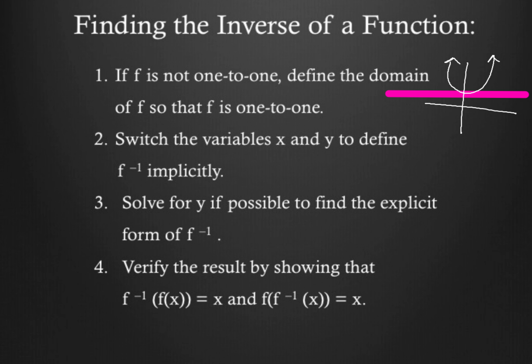Steps 2, 3, and 4, those will be the ones that you're pretty familiar with. The first of those is you're going to switch the variables x and y. Then the third step is going to be solve for y. Make sure that you write it in the explicit form.